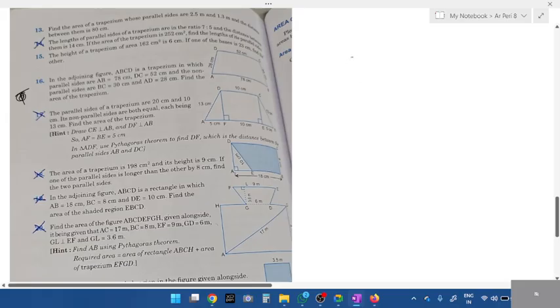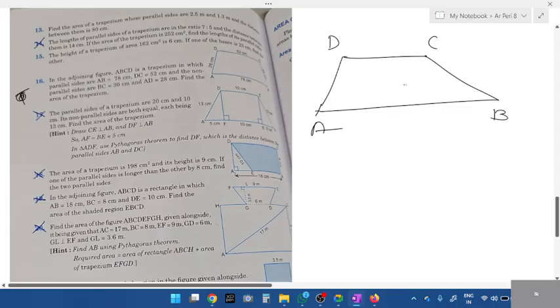What is trapezium? I told you. It will have only one pair of parallel line. Okay, A, B, C, D. Look at this. This is trapezium. How many parallel lines does it have? It has only one pair. What are the pairs of parallel lines here? AB parallel to CD. The other two are not parallel, right? They will intersect if you extend.